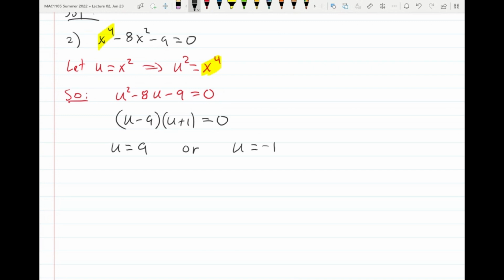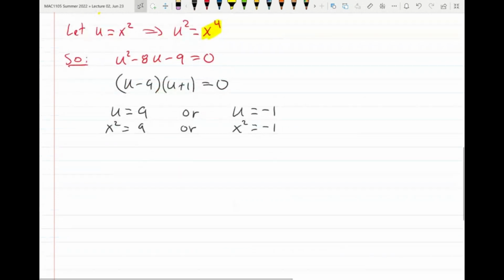Are these the solutions that we're looking for? We want x, so we don't want u, we want x, right? So what do we need to do now? We need to put back whatever u was equal to. So u was x squared, so we get these two equations: x squared equals 9, or x squared equals negative 1, and now we solve. This one is a little quadratic, but we can do it quickly by using square root. So what are the solutions from there? Plus or minus 3. And the other one? Plus or minus i. Good.